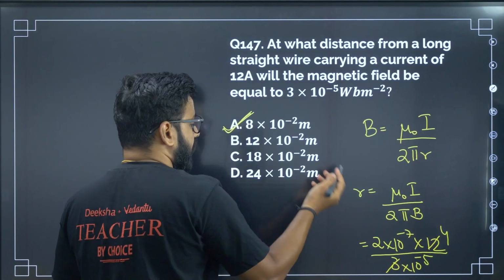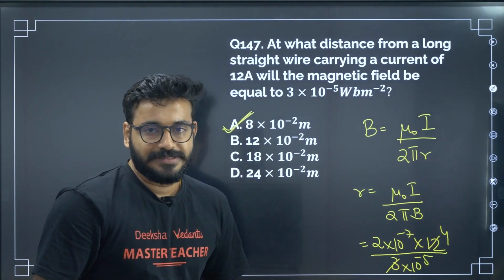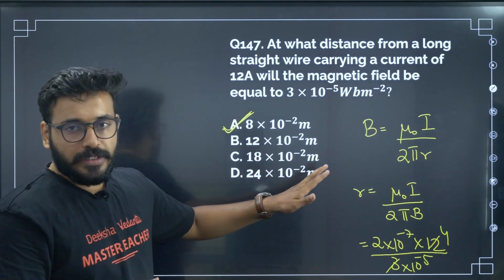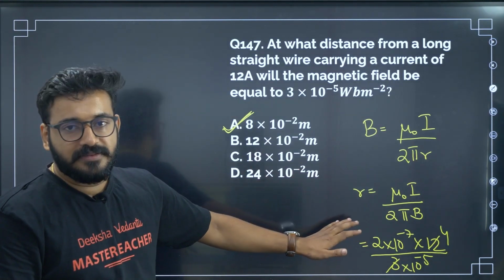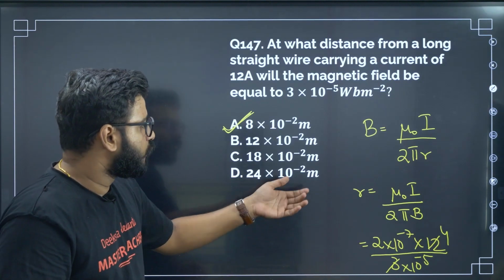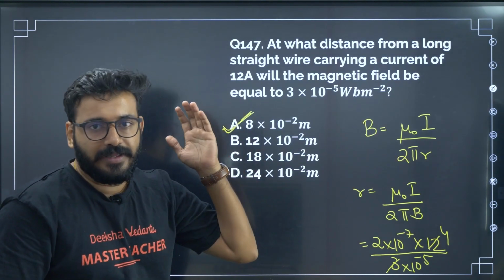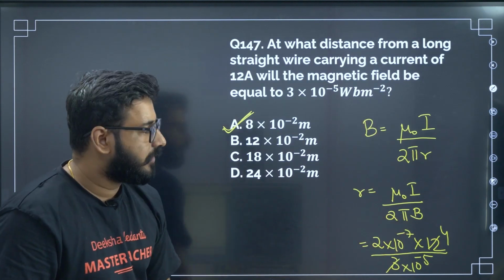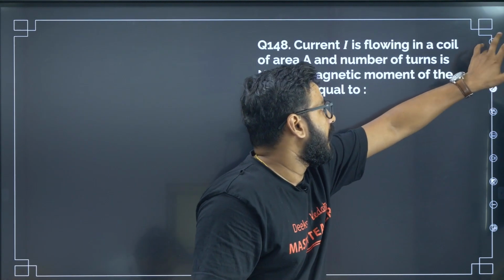Simple. Okay. 8 into 10 to the power minus 2 is the correct answer. Alright, so there is no question of doubt or any kind of contradiction required in this particular question because it's very straightforward. There is nothing to be confused over here. Magnetic field from a wire at a particular distance, just rearrange and you can find the distance. Alright, very simple question. Look at the next question.